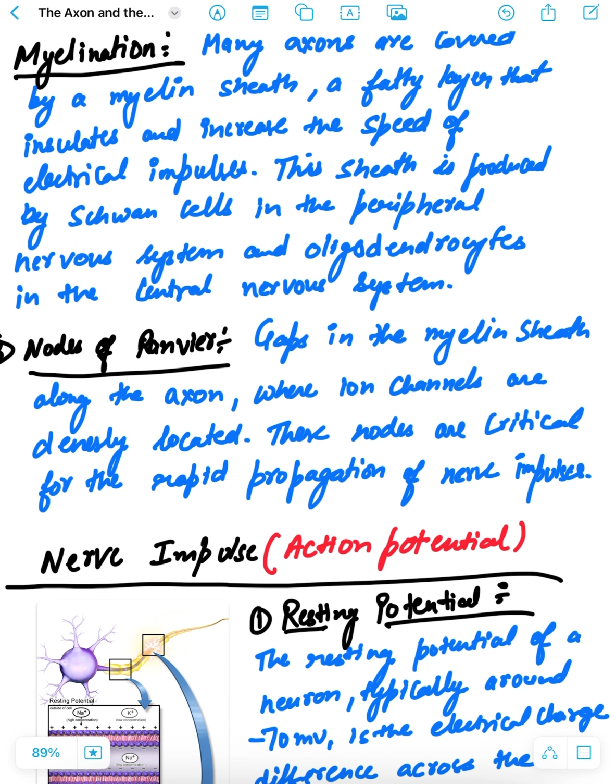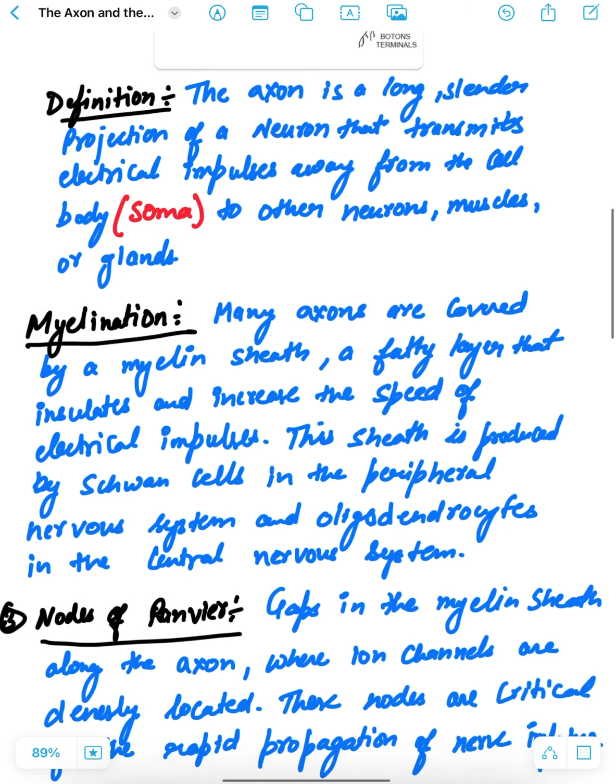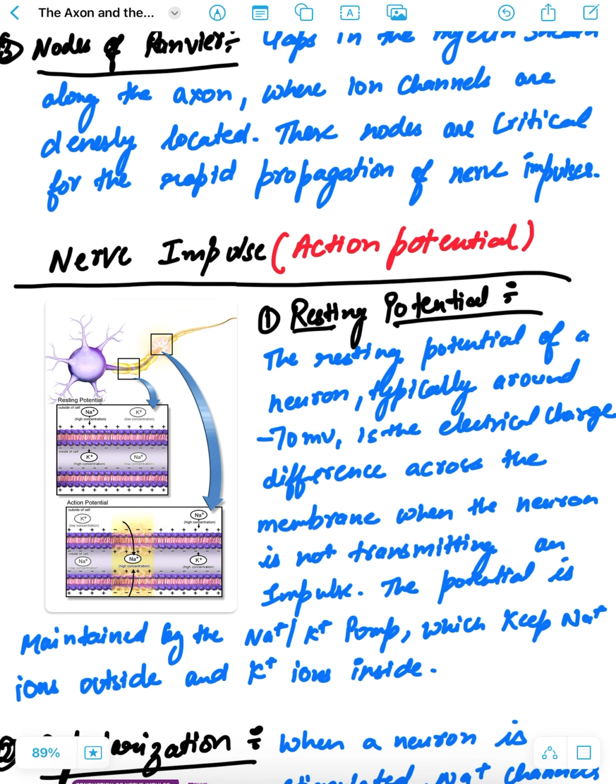The third one is the nodes of Ranvier. These are gaps in the myelin sheath along the axon where ion channels are densely located. The nodes are critical for the rapid propagation of the nerve impulse. This is the axon. And second, let's talk about the nerve impulse, like the action potential form.